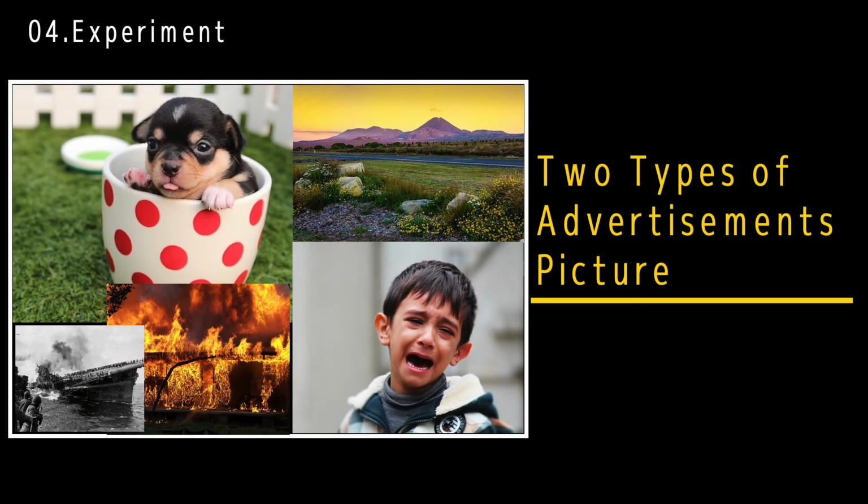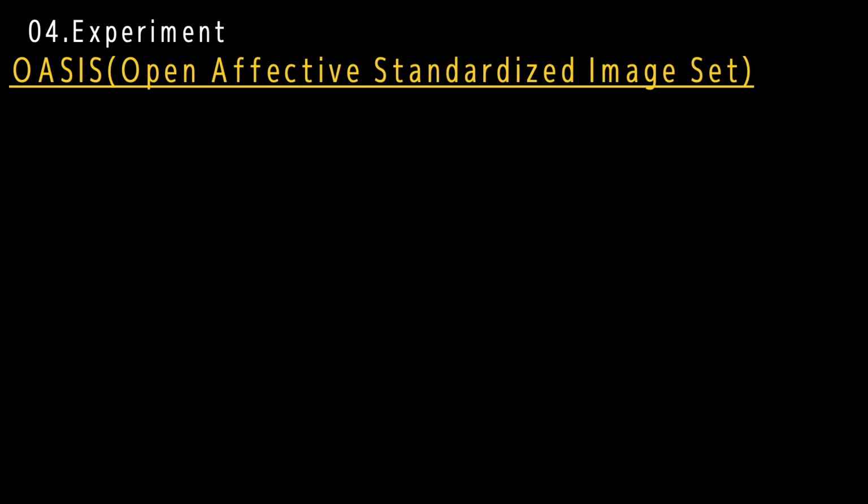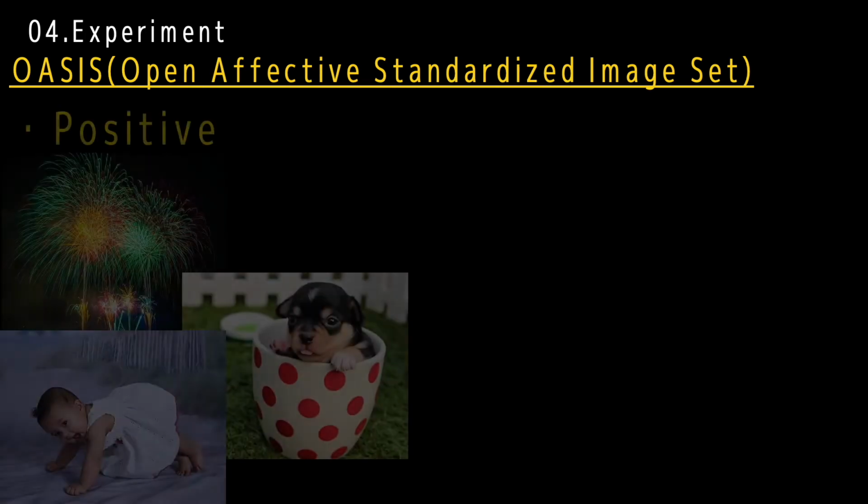Next, we will discuss the images used in ads. Two types of images are available. We use a dataset called OASIS. OASIS is a medical dataset which is a numerical representation of human feelings.